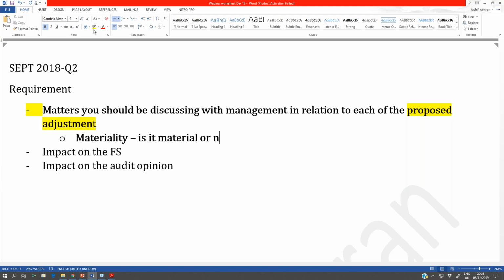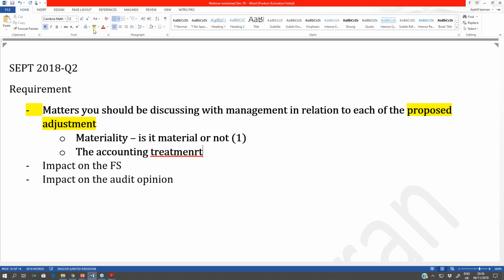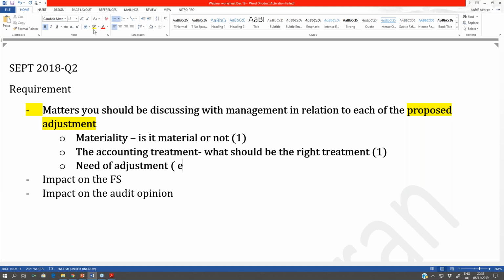The second matter you should be discussing with the management is the accounting treatment. You are telling management the right accounting treatment. You're telling management what should be the right treatment. You're discussing the treatment with management, one mark. Then you're also telling the management that there is a need of adjustment. You're discussing with the management that because the matter is material, for example, and the accounting treatment you adopted is wrong, there is a need for adjustment. So you emphasize the need for adjustment and you take one mark.